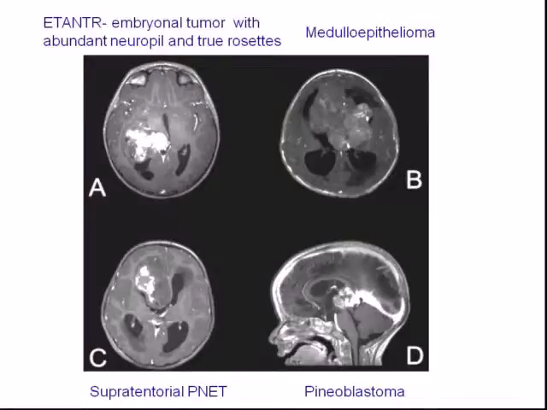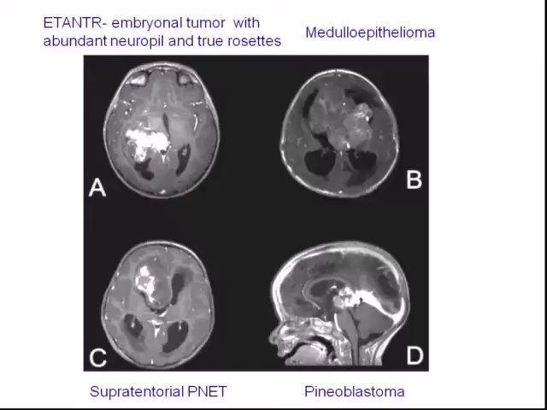Now, this is where things have changed a little bit in terms of terminology. There are really 4 different types of embryonal tumors that fall in the spectrum of supratentorial PNET. And there's this term out there now, which I just heard last week, so I thought I should share this with you guys: embryonal tumor with abundant neuropil and true rosettes. You're going to start hearing this. This is a subtype of what we used to think were just supratentorial PNETs, and it's a histological subtype. Medulloepithelioma is another subtype. Supratentorial PNET is one, and then if you see it in the pineal area, pineoblastoma is the differential.